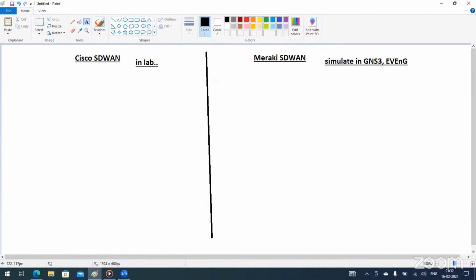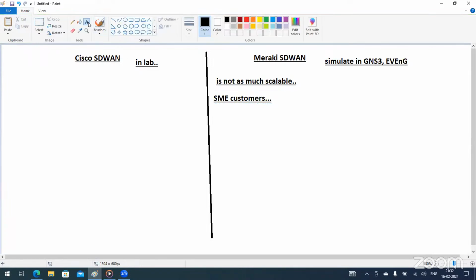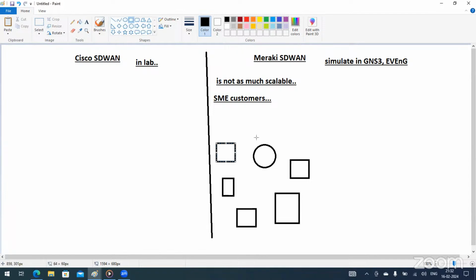Second thing, Meraki is not as scalable. So Meraki is for small and medium enterprises, SME customers who have standard networks, let's say a life insurance company, Reliance Life Insurance. On their remote offices, mostly they need just one box. There would be, let's say, 10, 15 users sitting there. So Meraki is helpful for those scenarios.